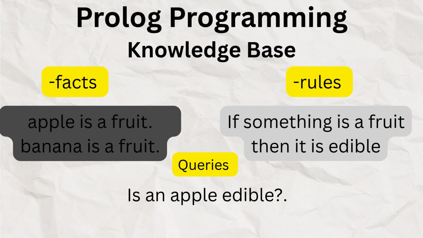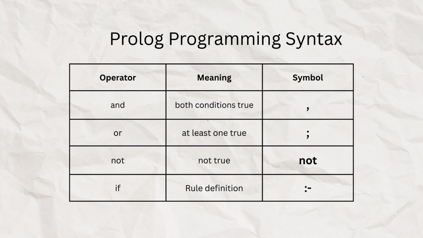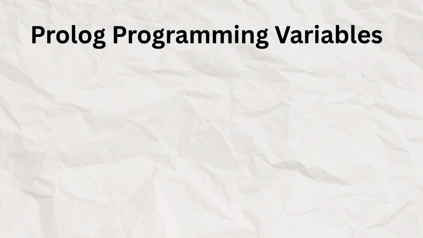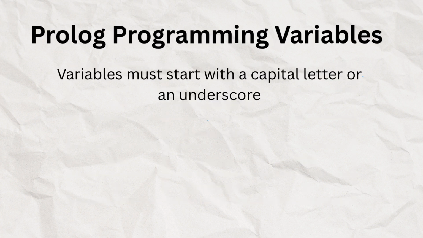Now let's look into the syntax of Prolog. For and, we use a comma. For or, we use a semicolon. For not, we use the word not. For if, we use a colon and a dash. So when it comes to variables, there is a key rule. Variables must start with a capital letter or an underscore. For example, X, Fruit, or _item are all valid variable names.